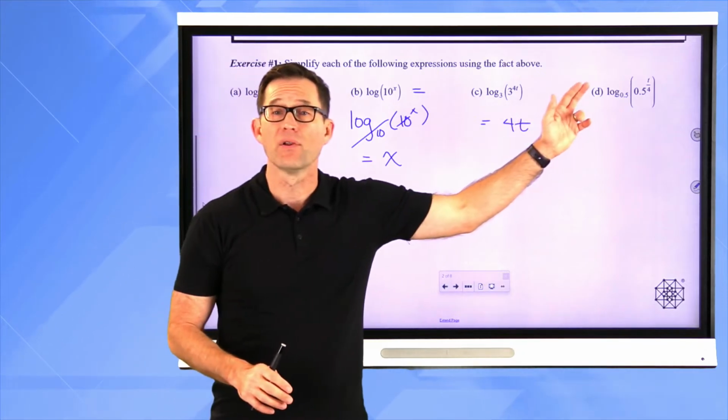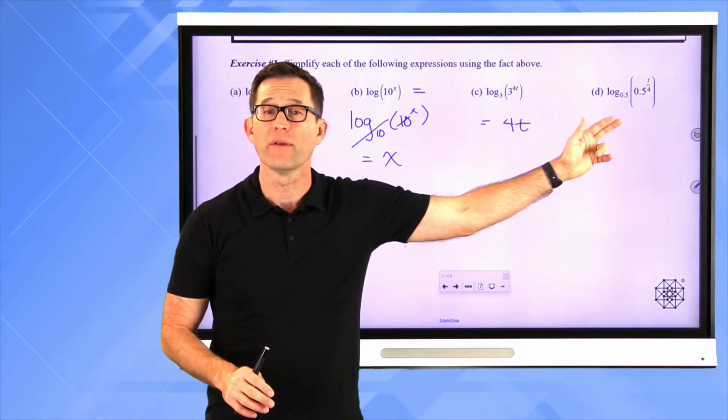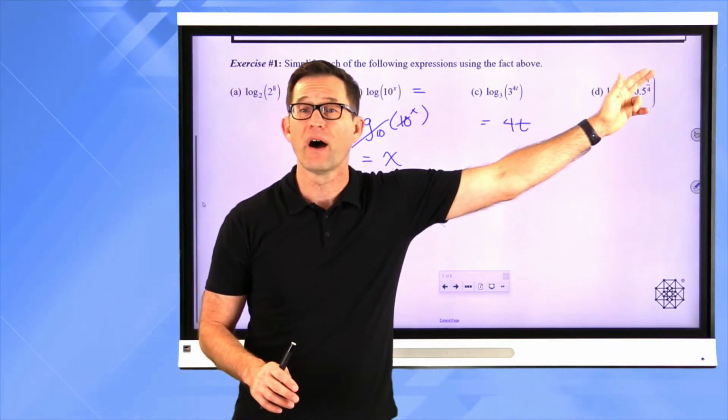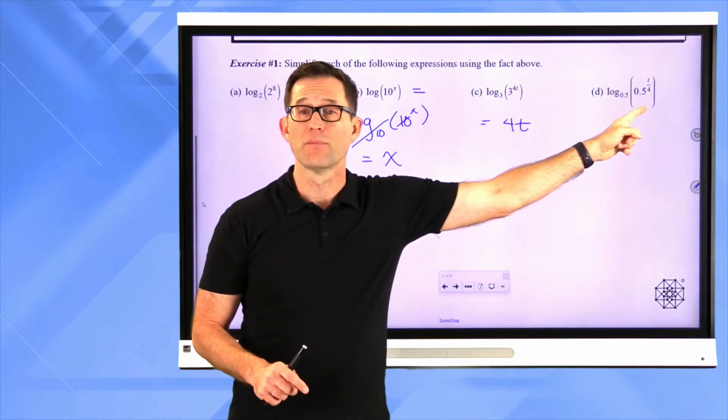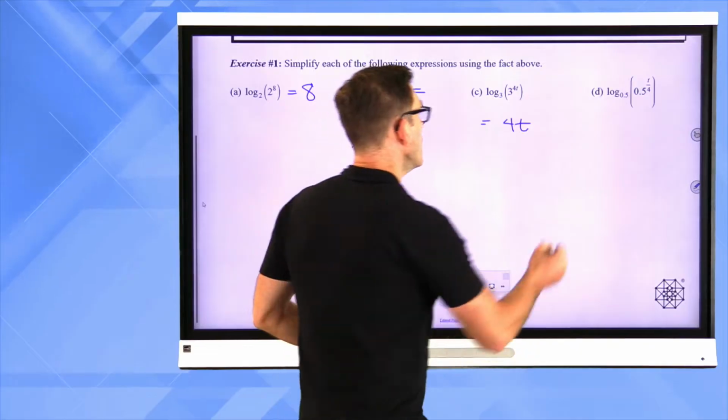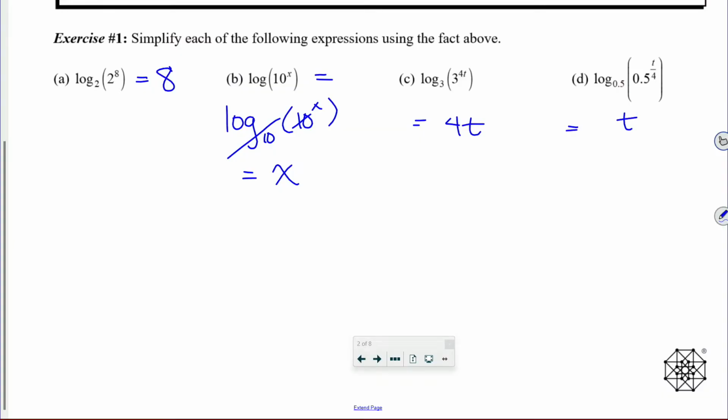In letter D, I have log base 0.5 of 0.5 to the t over 4. What do I have to raise 0.5 to get 0.5 to the t over 4? Well, I have to raise it to the t over 4.